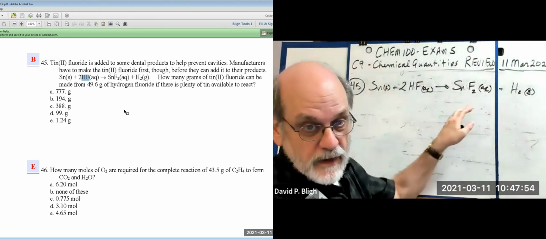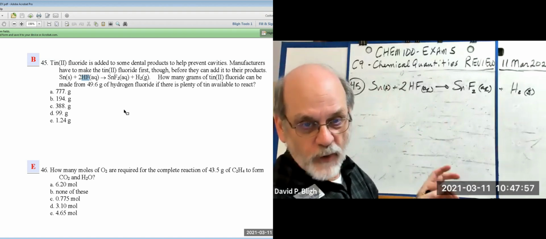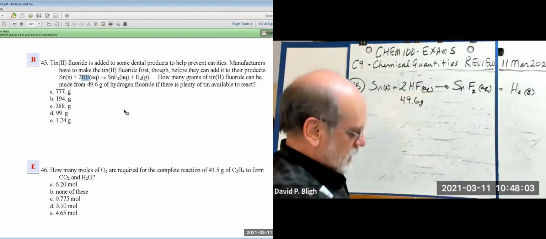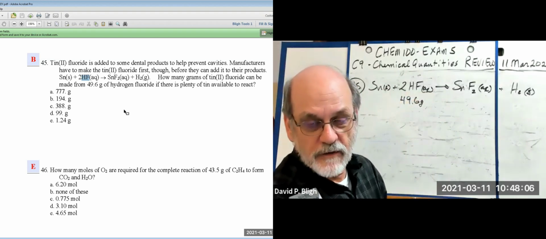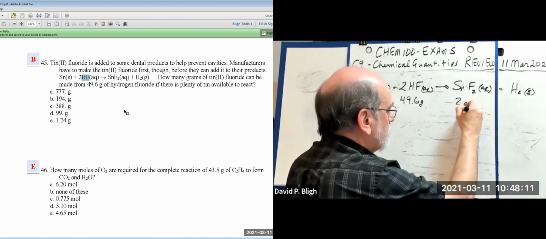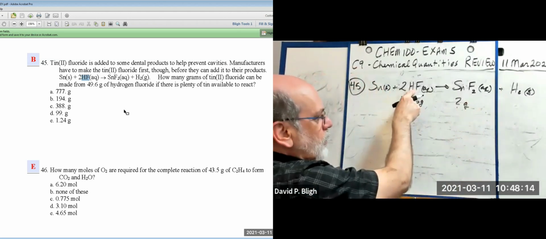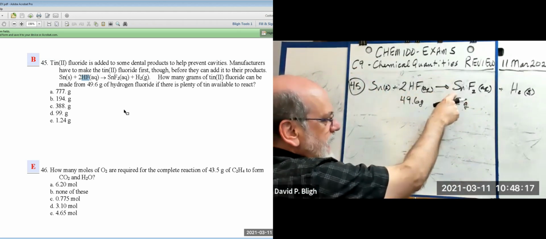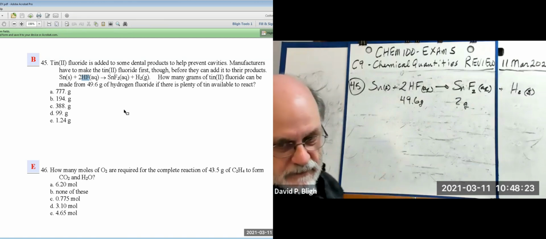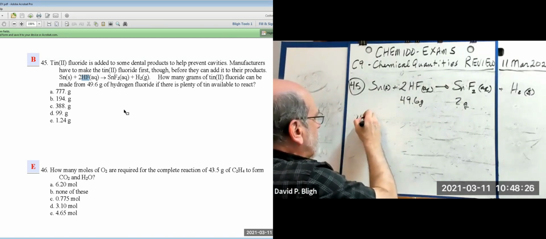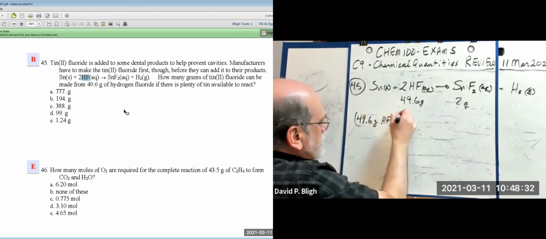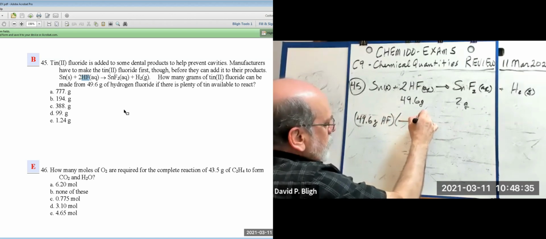All right, let's see if I got all my coefficients in there. Yep. So we're given 49.6 grams of hydrogen fluoride. And the question is, how many grams of tin(II) fluoride can be made? So we have to convert this to moles, and then moles of this to moles of that, and then moles of this to mass of that. So we need a molar mass of HF. 49.6 grams of HF is converted to how many moles?